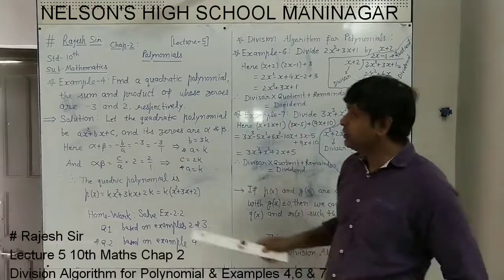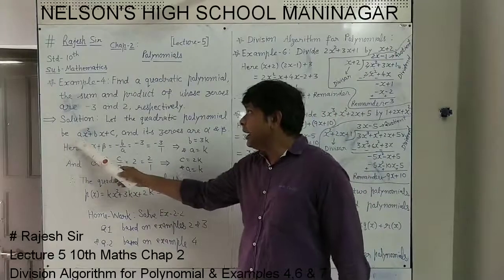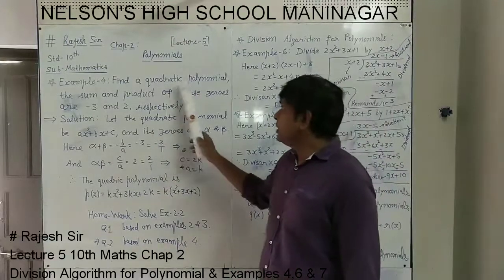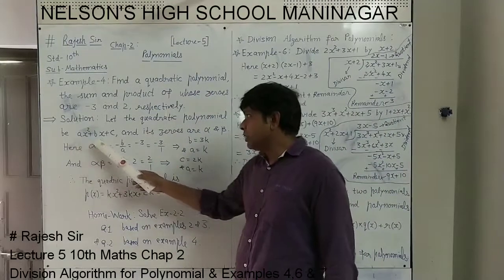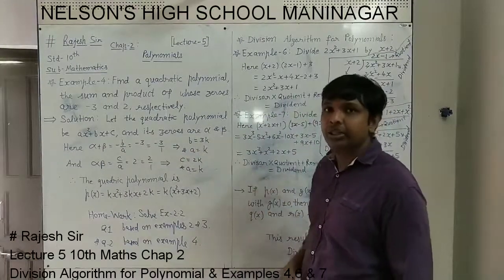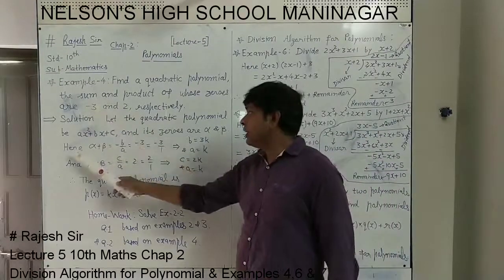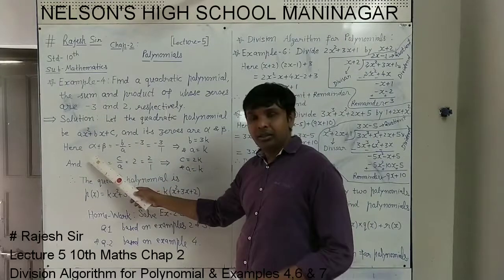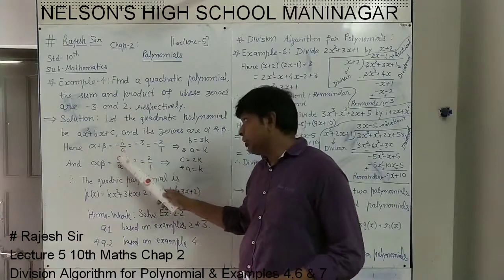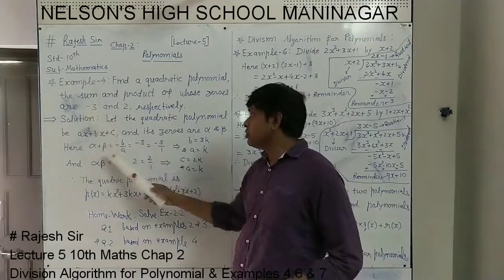So it's so simple. In the solution, let the quadratic polynomial that we want to find be ax square plus bx plus c, the standard form. Its zeros are alpha and beta, as we have seen in theory. The sum is given, so we can write alpha plus beta, which represents the sum of the two zeros, equals minus b upon a, and this equals -3 as given in the question.